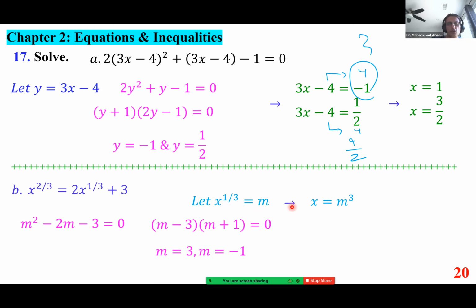If x is m cubed, then one of the answers is 3 cubed, which is 27. The other one is -1 cubed, which is -1. And of course, you really should check with the original equation. I leave it for you to do so.